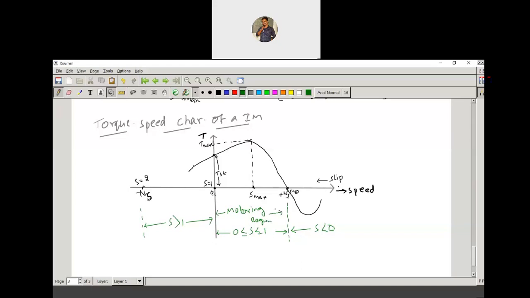Now for S less than 0, well done, it is the generating operation, that is, Nr is more than Ns. So this is the generating region. And S more than 1 is the braking region. This is the braking region. So why do we call S more than 1 the braking region?